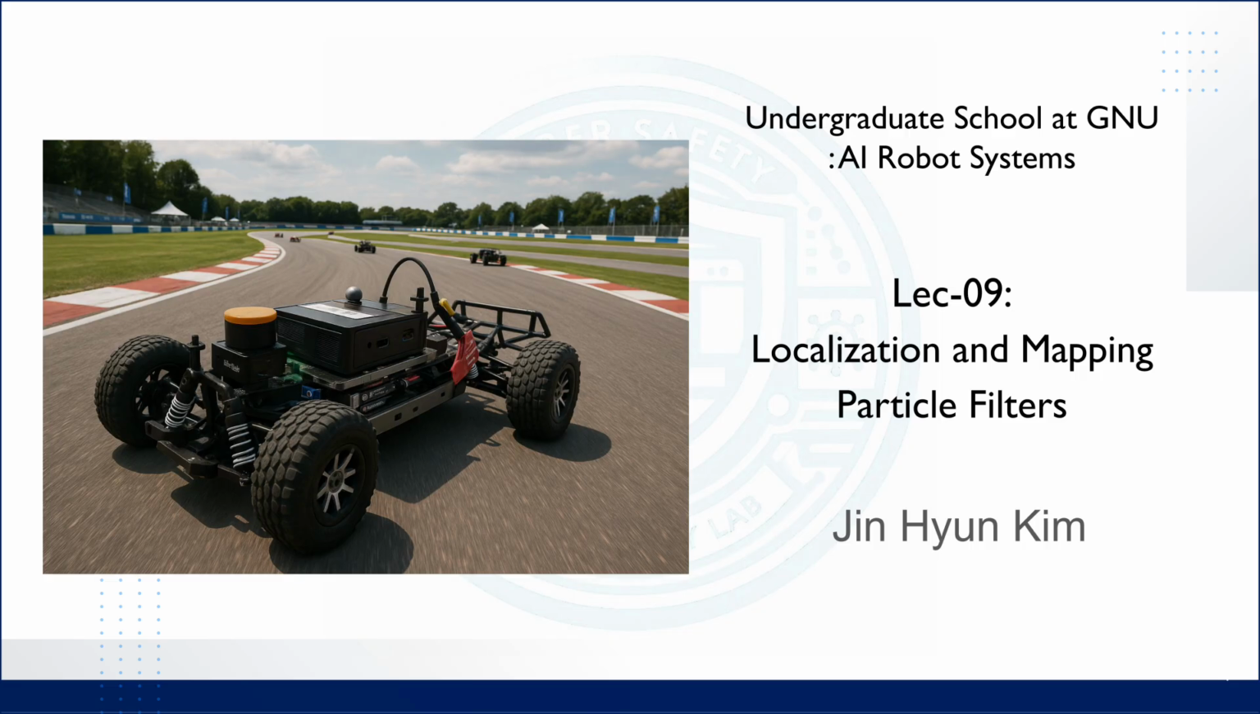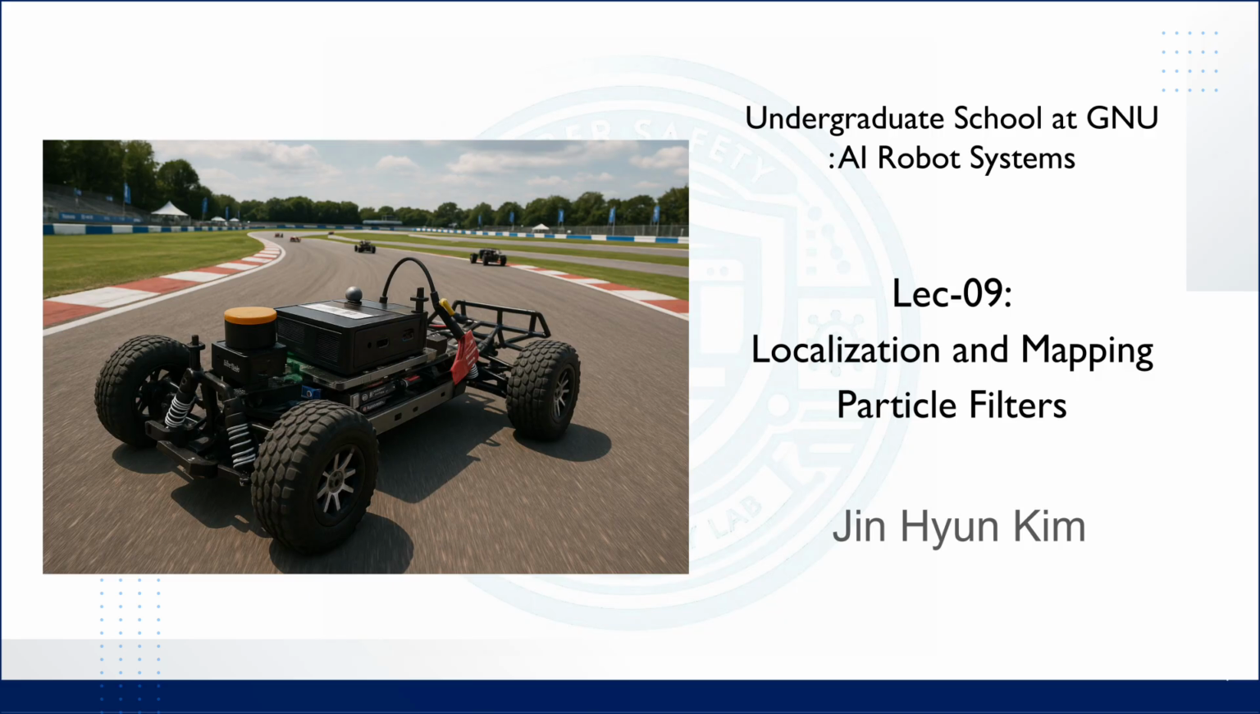Now let's take the next step. Let's assume that you already have a map of the environment. Given this map, our new goal is to estimate the robot's position as it moves. This is a central problem in robotics because even small errors accumulate over time, and without proper localization, the robot quickly becomes lost. In this lecture, we introduce particle filters.